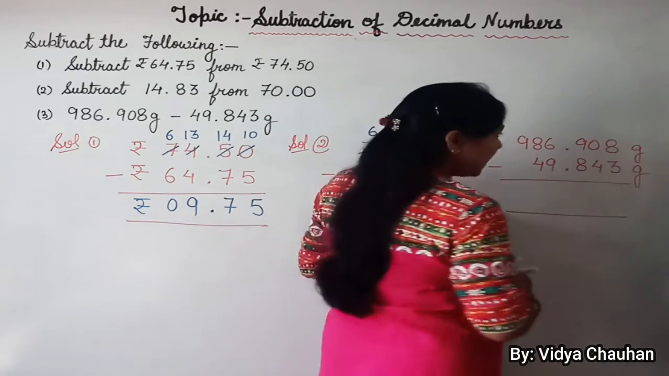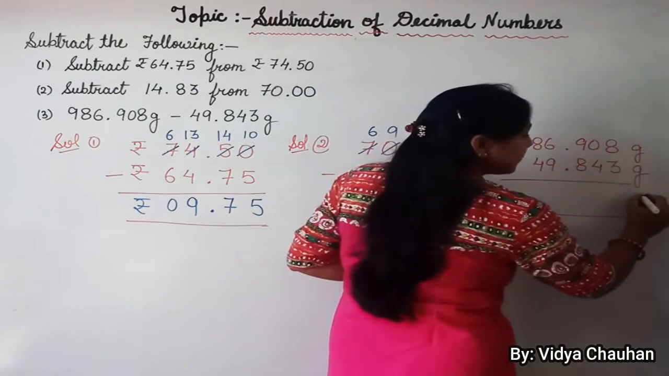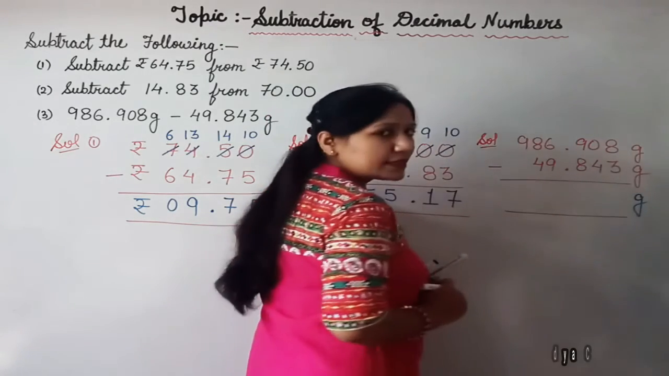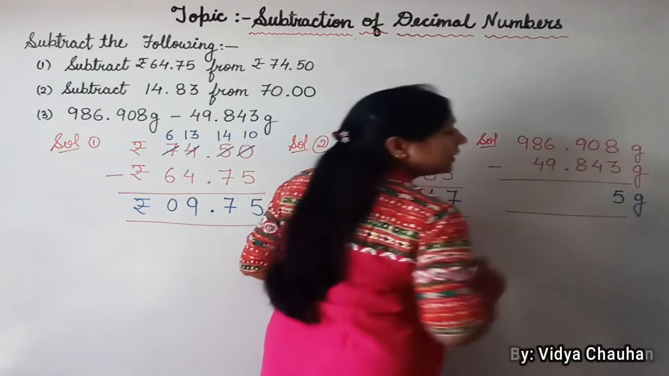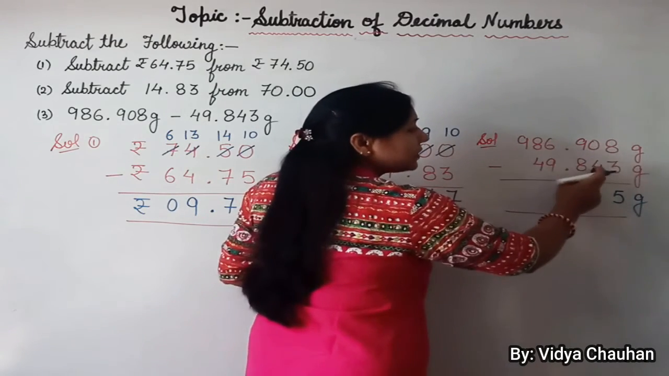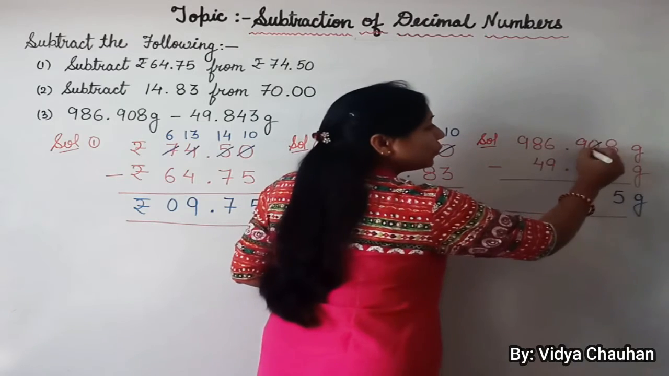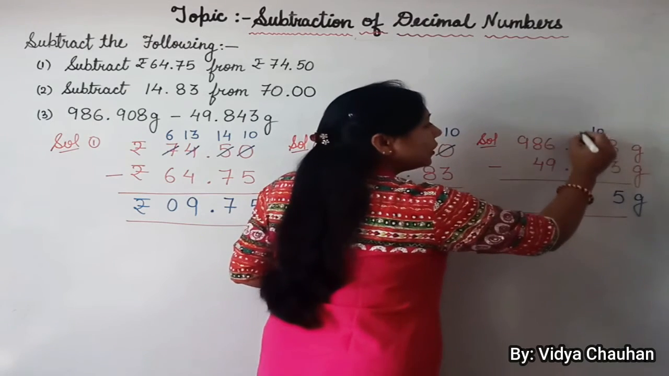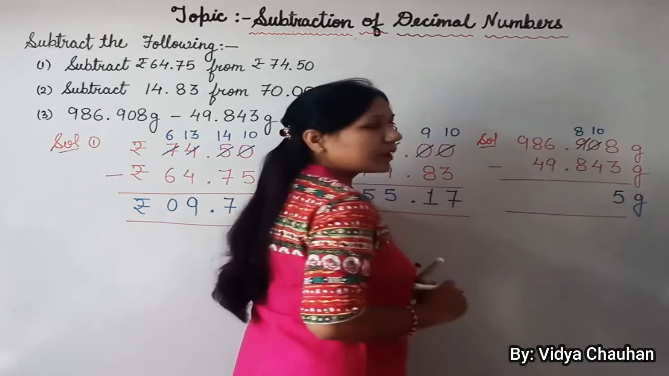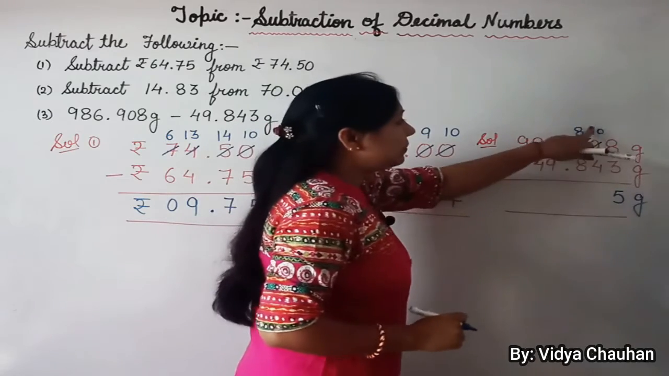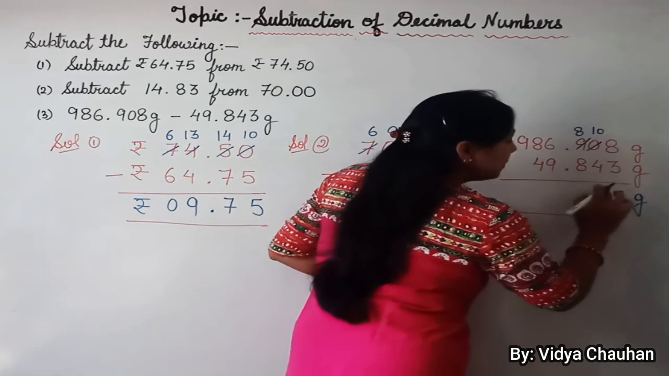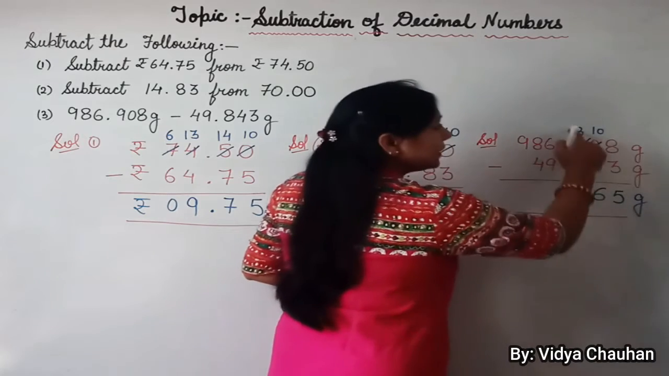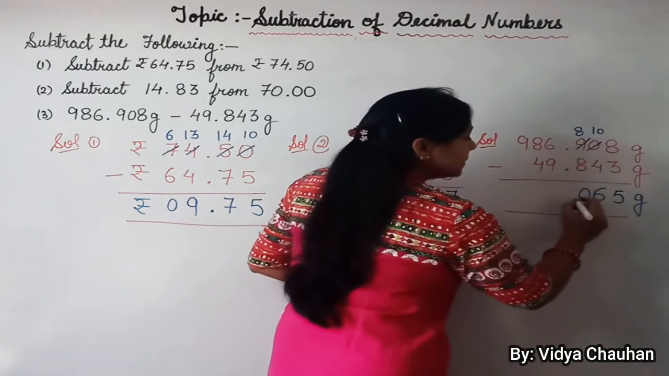Subtraction will begin from the extreme right. So you'll get the answer in grams. 8 minus 3. What will be the answer? 5. Can we subtract 4 from 0? No. So let's take a borrow from 9. So it will become 8 and 0 will become 10. 10 minus 4. What is 10 minus 4? 6. 8 minus 8? 0.